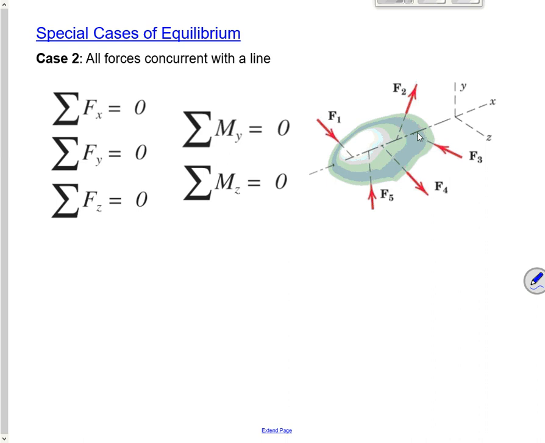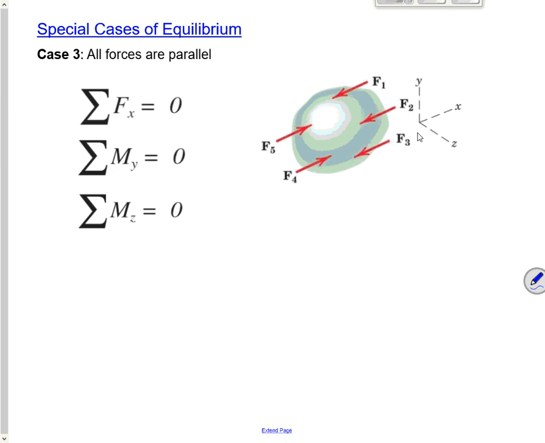If all the forces are concurrent with a line, in other words, the line of action of each force passes through the same line, then I get 5 equations. I lose whatever that line is. Here, all these forces pass through the x-axis, so I don't get a moment about the x-axis. So I've only got 5 conditions for equilibrium.